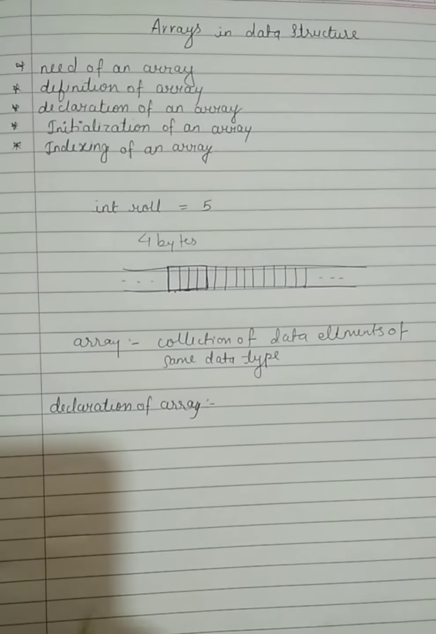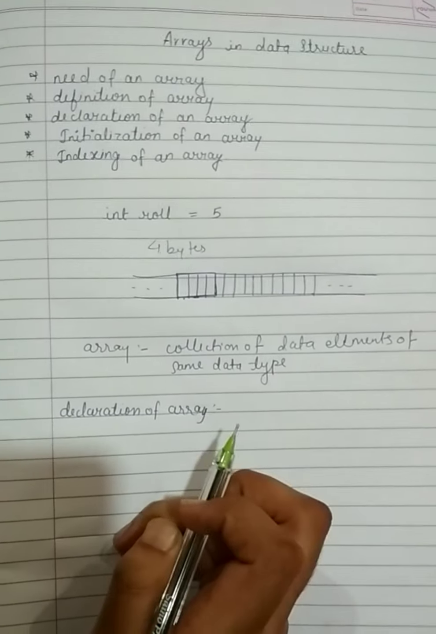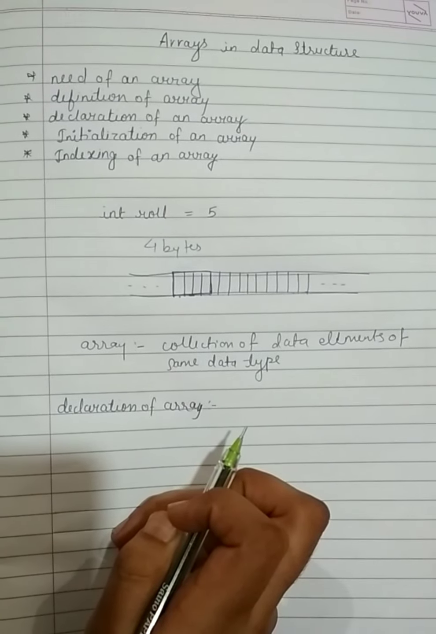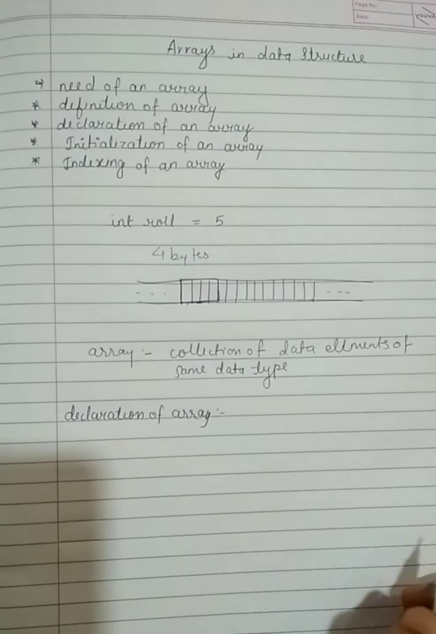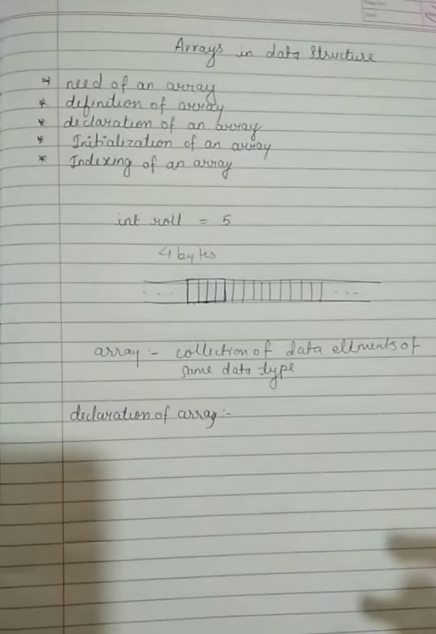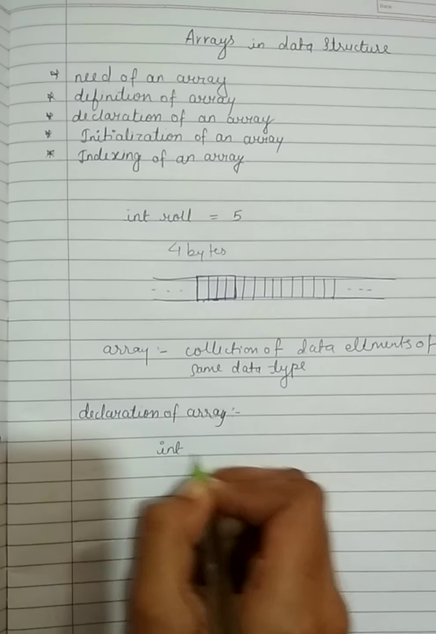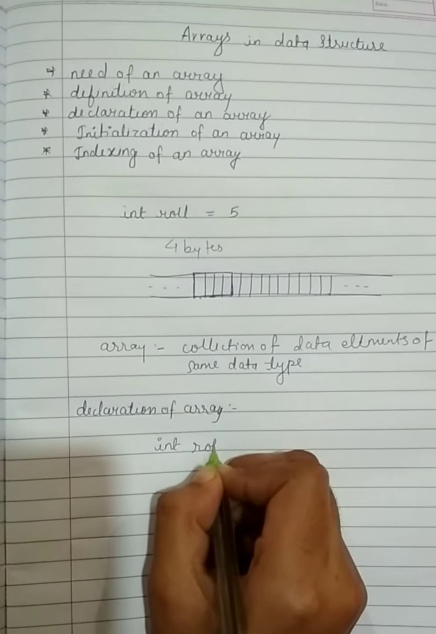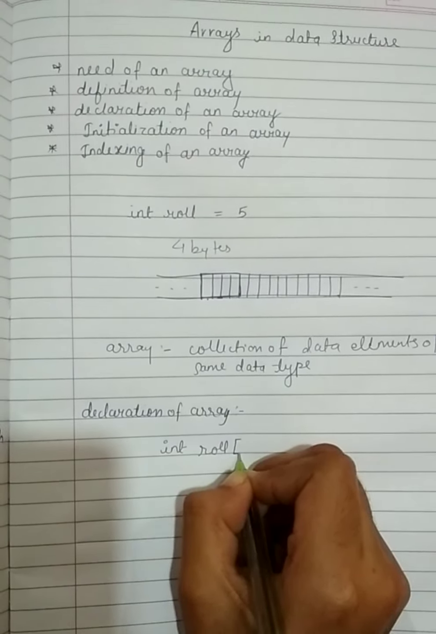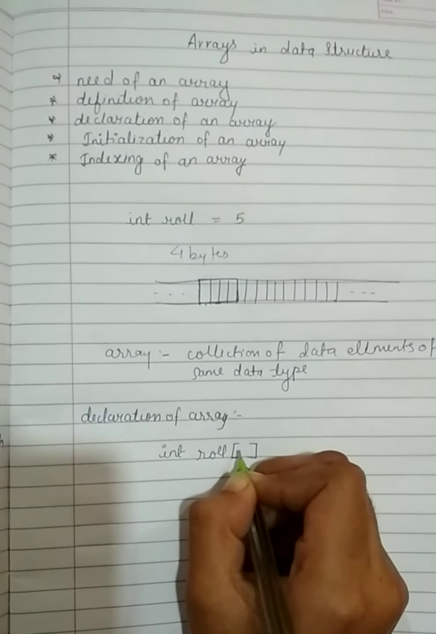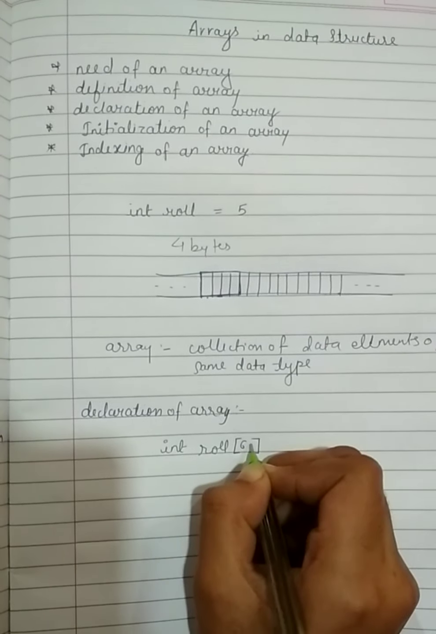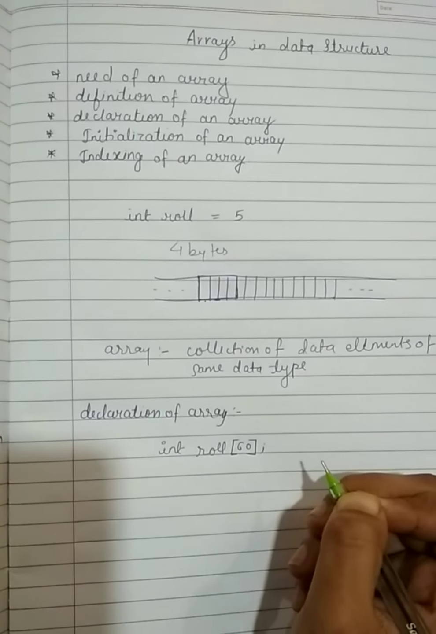Now declaration of array. Suppose you want to declare an array of roll number of 60 students. So what is the type of roll number? It is integer. So you write integer, then name of the array, suppose roll, and in the square brackets you have to write the size. Size is what? 60 and semicolon.